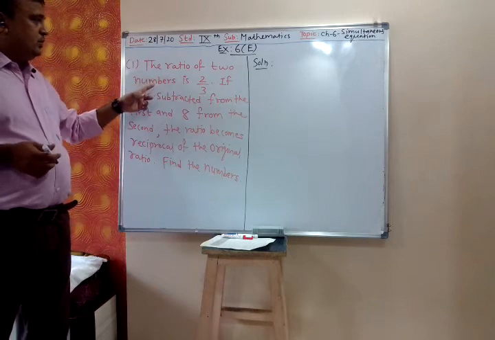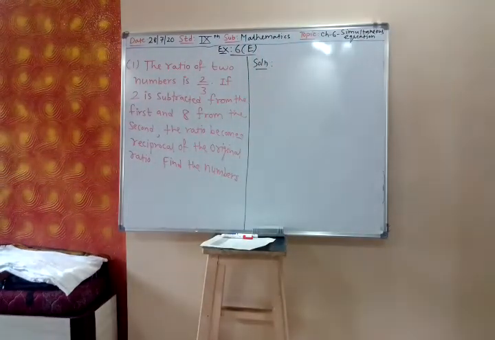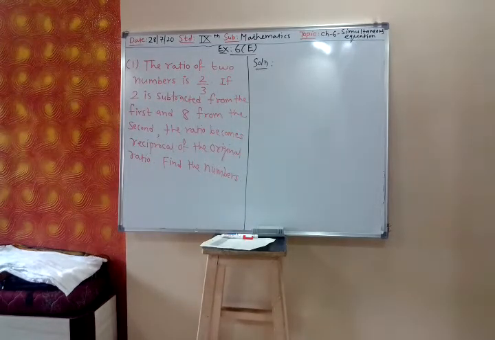The ratio of two numbers is 2/3. If 2 is subtracted from the first number and 8 is subtracted from the second number, the ratio becomes the reciprocal of the original. Find the numbers.